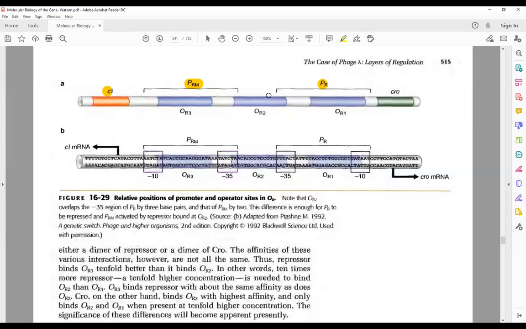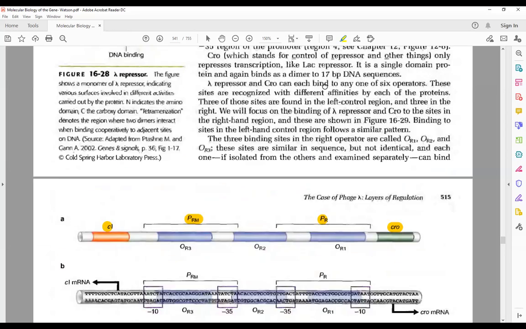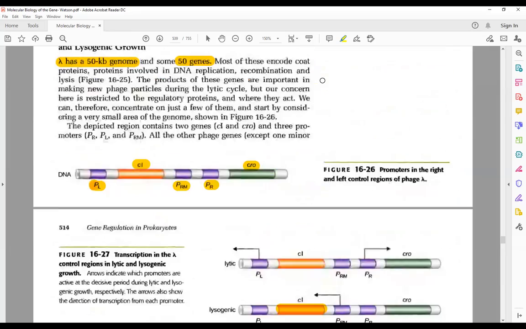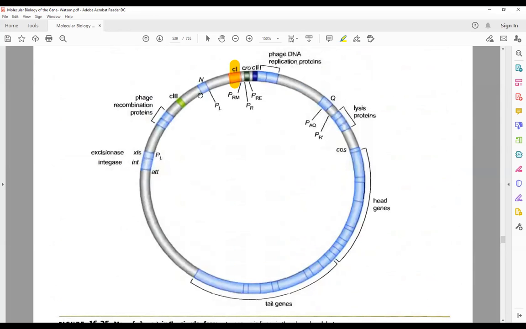Okay, PR. Now, there are consensus sequences present within this particular sequence. There is another gene referred to as CRO, just on the right-hand side of the CI gene. There are two strong promoters present across this entire sequence, and those two promoters are referred to as PR and PL. These are the two promoters which are present. One is PR and another one is PL. PR and PL are strong promoters.